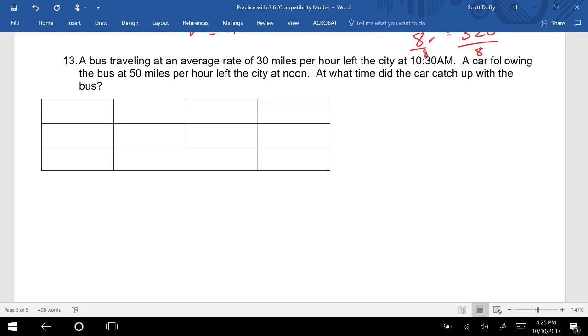A bus traveling at an average rate of 30 miles per hour left the city at 10:30. A car following the bus at 50 miles per hour left the city at noon. At what time did the car catch up with the bus? So I have a bus that's going 30 miles per hour, and then I have a car going 50.